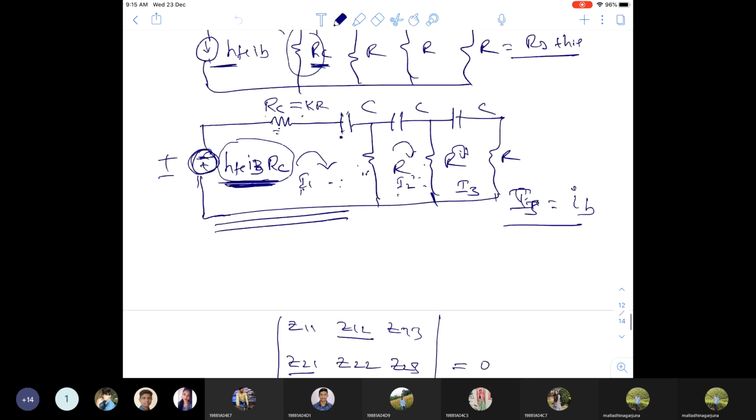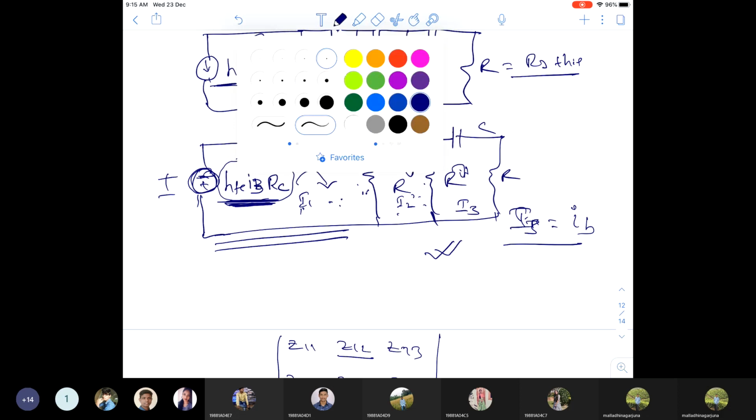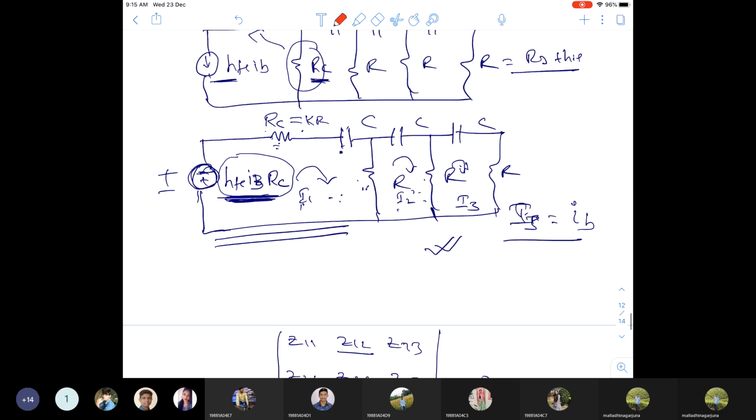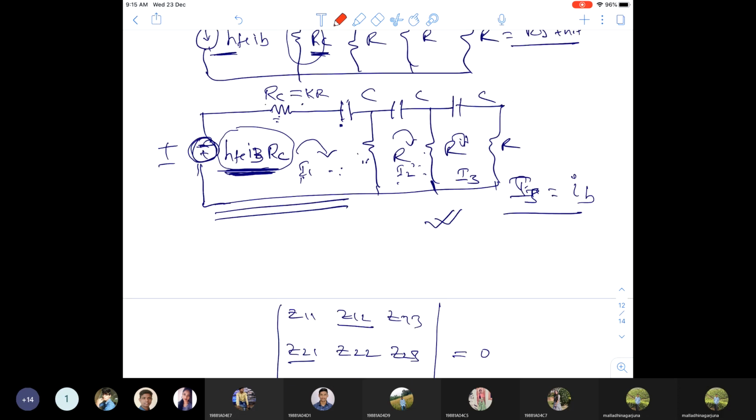So from this, we can write a direct equation, the determinant matrix. Z11 is nothing but the total impedance in the first loop. Z12 is the common impedance between loops 1 and 2. Z13 is the common impedance between 1 and 3. Similarly, Z21 is the common impedance between 2 and 1, and Z22 is the total impedance in the second loop, like that.